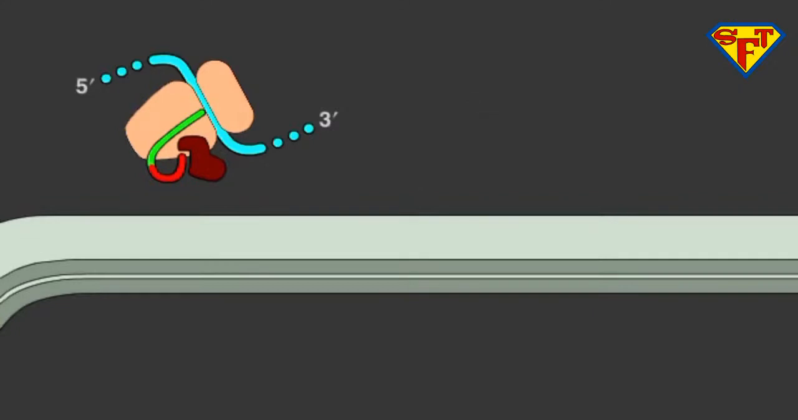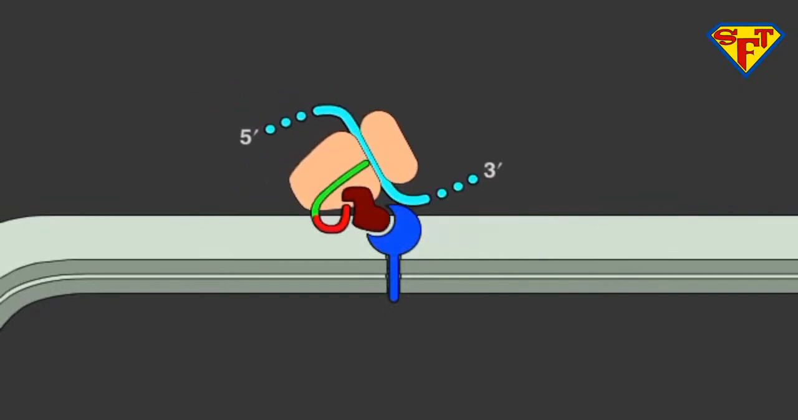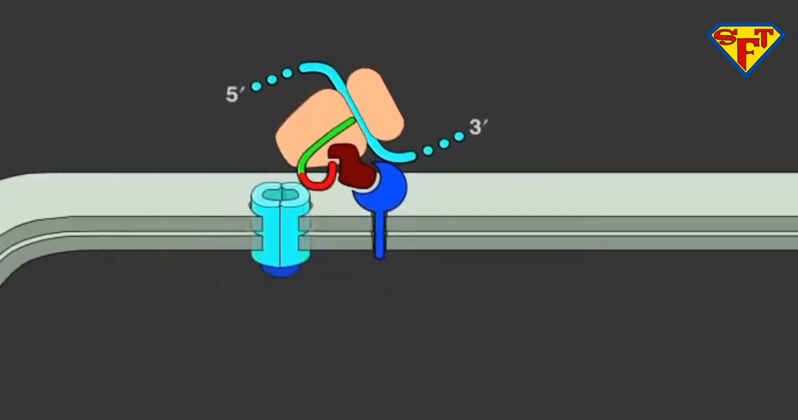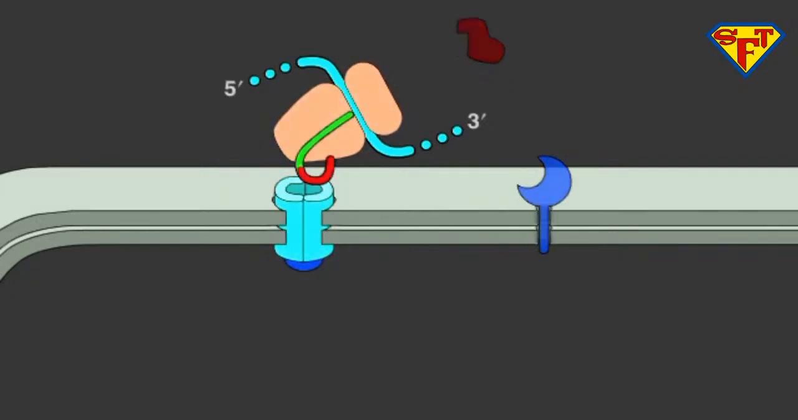Protein synthesis then slows down until the SRP ribosome complex binds to an SRP receptor in the ER membrane. The SRP is then released, passing the ribosome to a protein translocation channel in the ER membrane. Thus, the SRP and SRP receptor function as molecular matchmakers, connecting ribosomes that are synthesizing proteins containing ER signal sequences to available ER translocation channels.